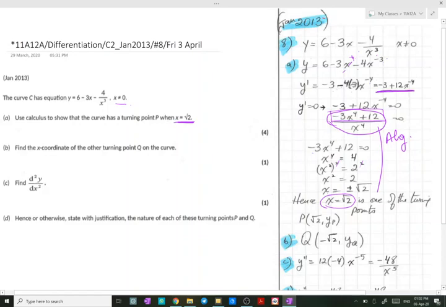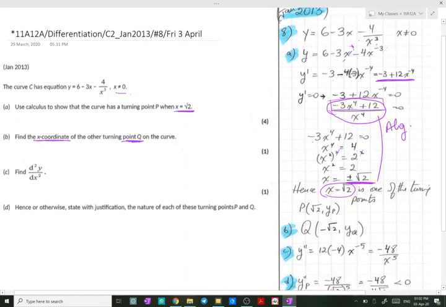Part B, find the x coordinate of the other turning point Q on the curve. Therefore now we are going to use the minus square root 2 that it already showed here. So Q has minus square root 2 for its x. They only wanted us to find the x coordinate, therefore we only write minus square root 2 for x of Q.